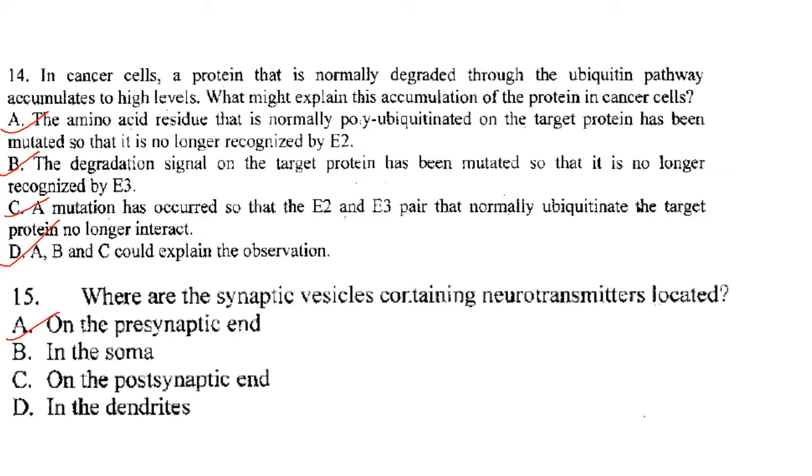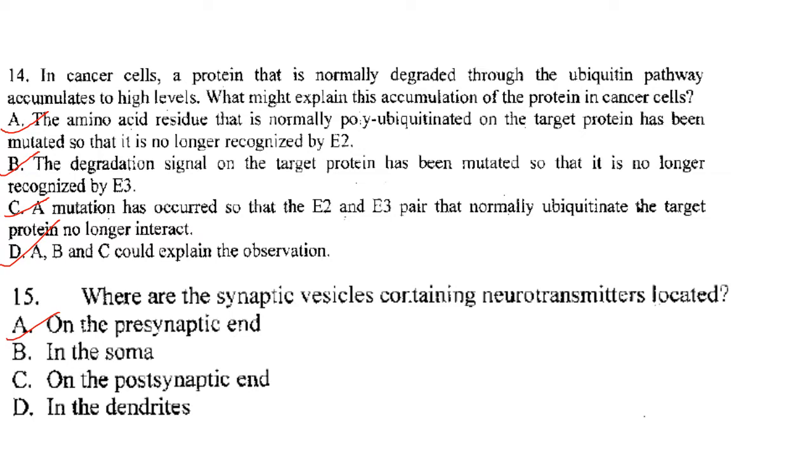So the result of the sequential action of these various enzymes is to bind ubiquitin to the protein targeted for degradation. Now, first option. The amino acid residue that is normally polyubiquitinated on the target protein has been mutated so that it is no longer recognized by the E2. So what they have told is, in cancer cells, the protein is normally degraded through the ubiquitin pathway.